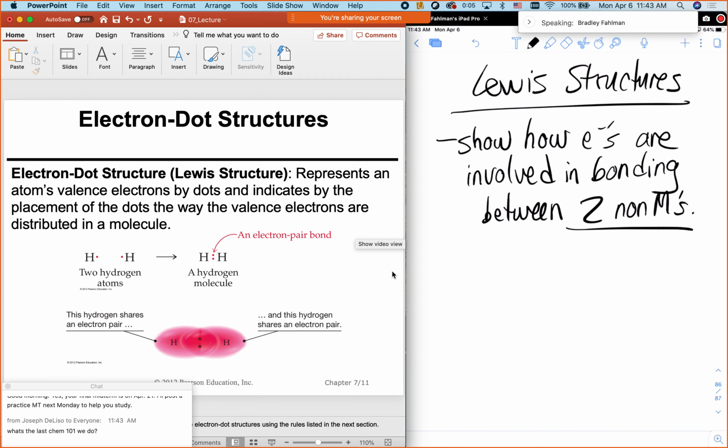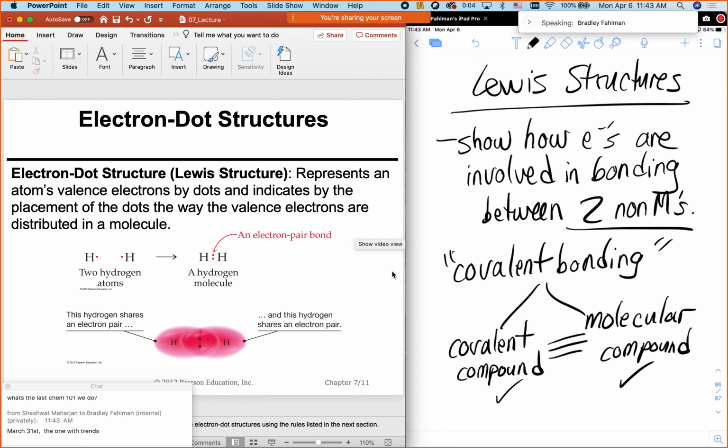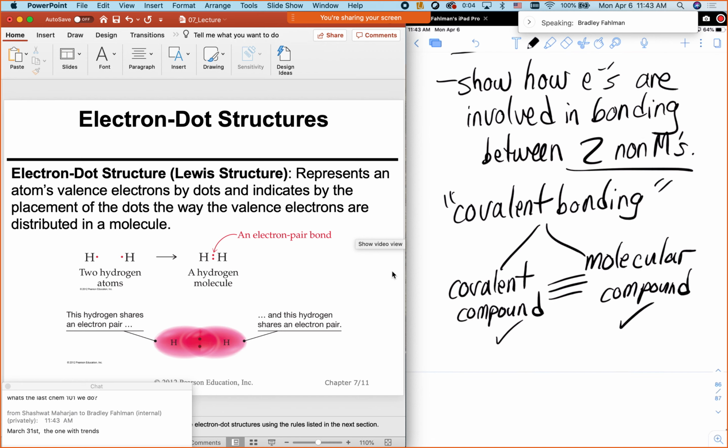Okay, so as far as semantics, when we say something has covalent bonding, we can say it two different ways: that would be a covalent compound, or sometimes books will call it a molecular compound. Okay, these are really equivalent. It just depends how you want to define it. But both of these refer to a compound that is composed of two nonmetals.